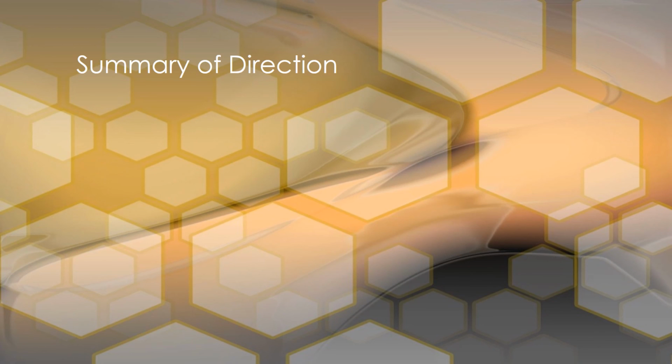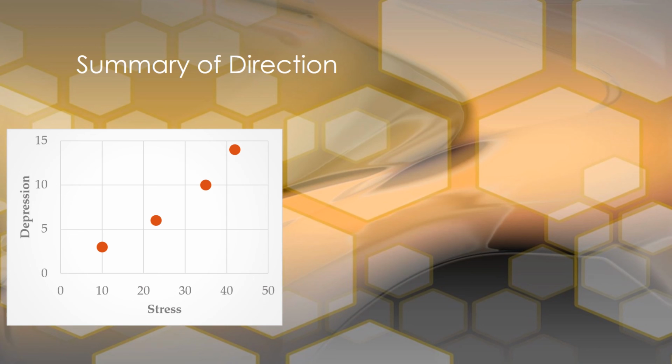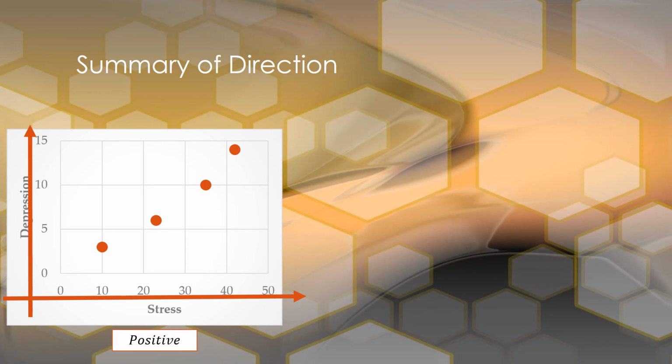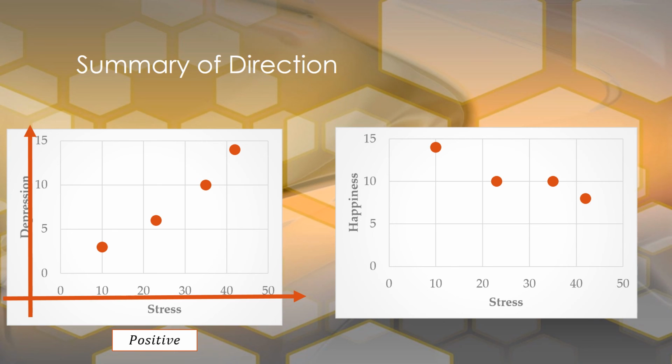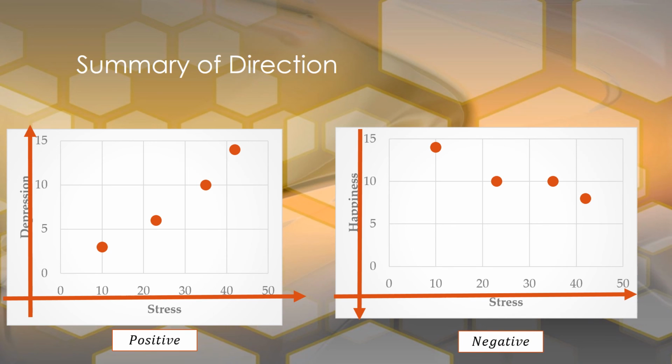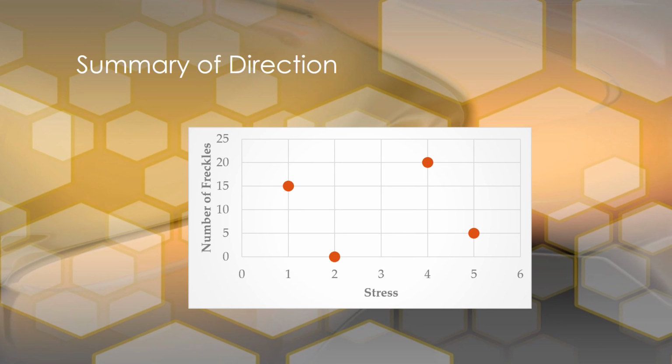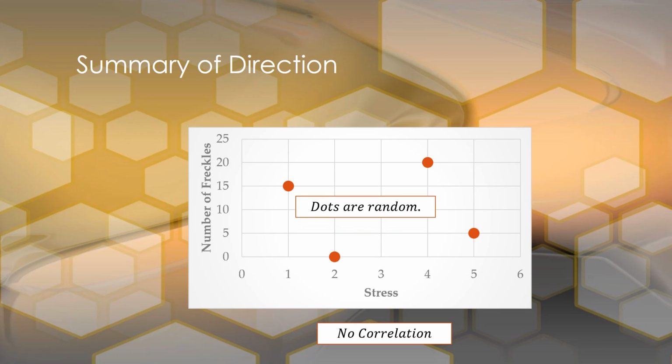So here's kind of a summary of the direction. This is a positive correlation: as stress increases, depression also increases. So this is positive. With this scatter plot, as stress increases, happiness tends to decrease. So this is a negative correlation. For this scatter plot, there's no correlation because the dots are random.